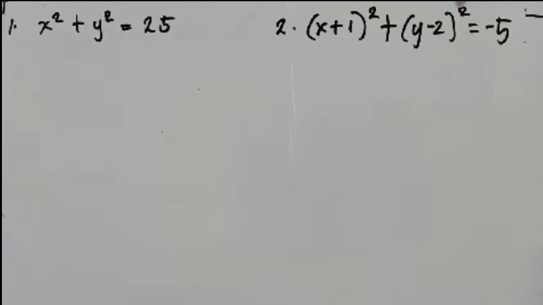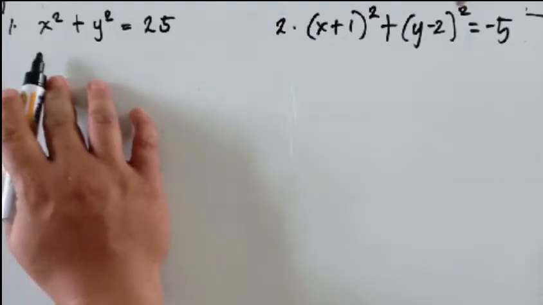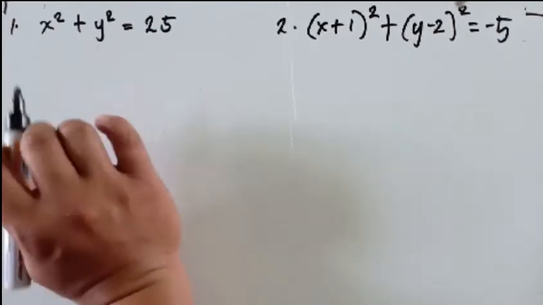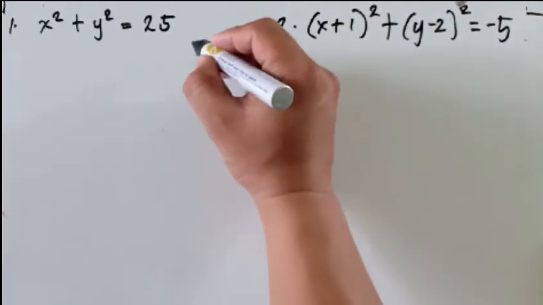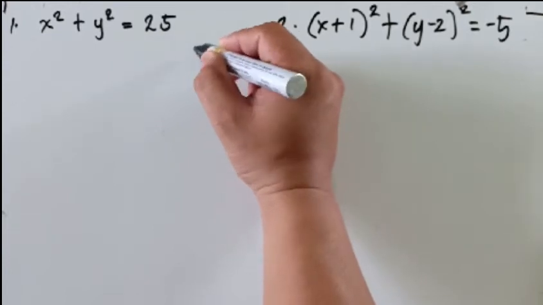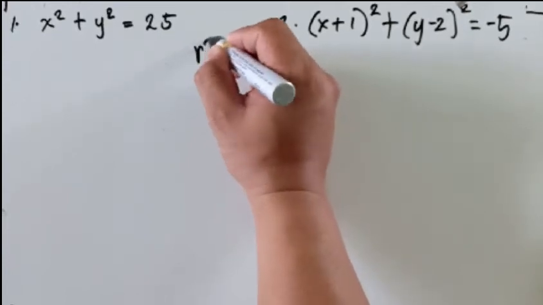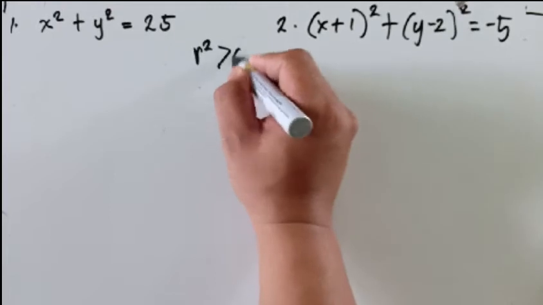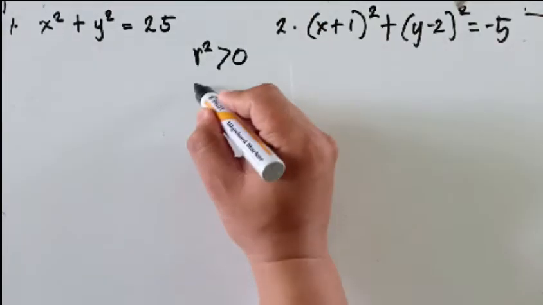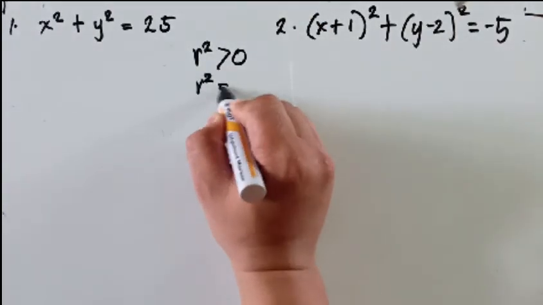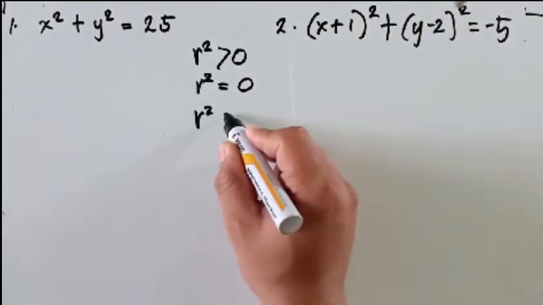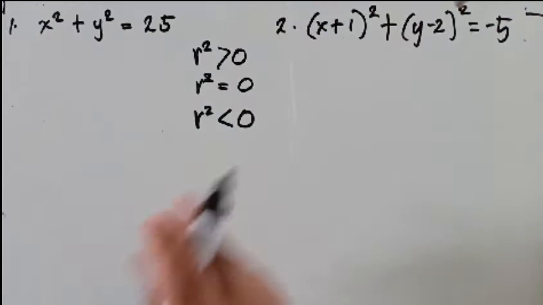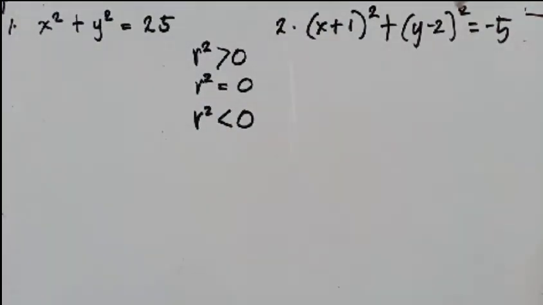Okay, let's take the first example. x squared plus y squared is equal to 25. From the given condition in the definition of a circle, if r squared is greater than 0, then it is a circle. If we have r squared equal to 0, then that's a point. While if r squared is less than 0, it is a null set, or we cannot graph the circle. It is not a circle.